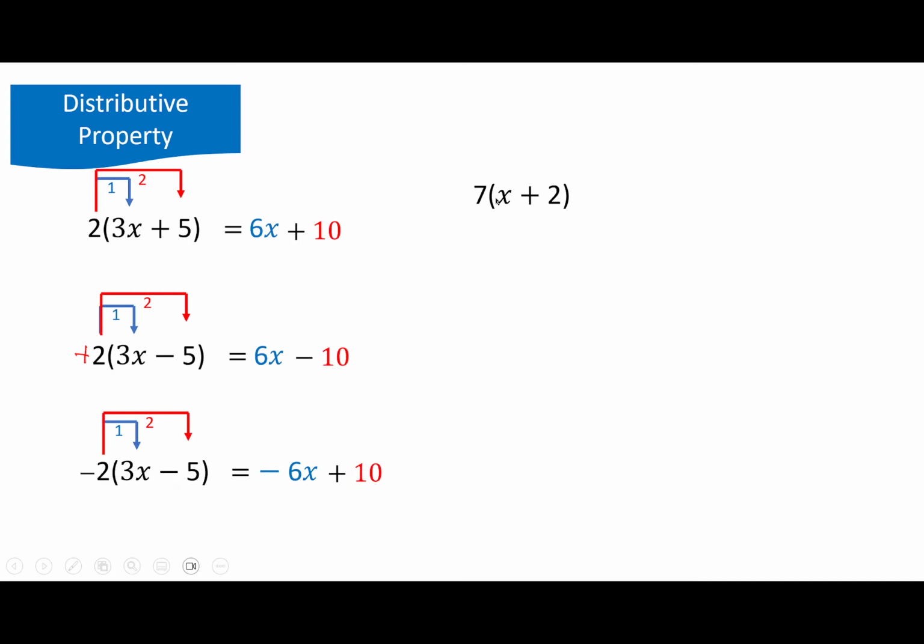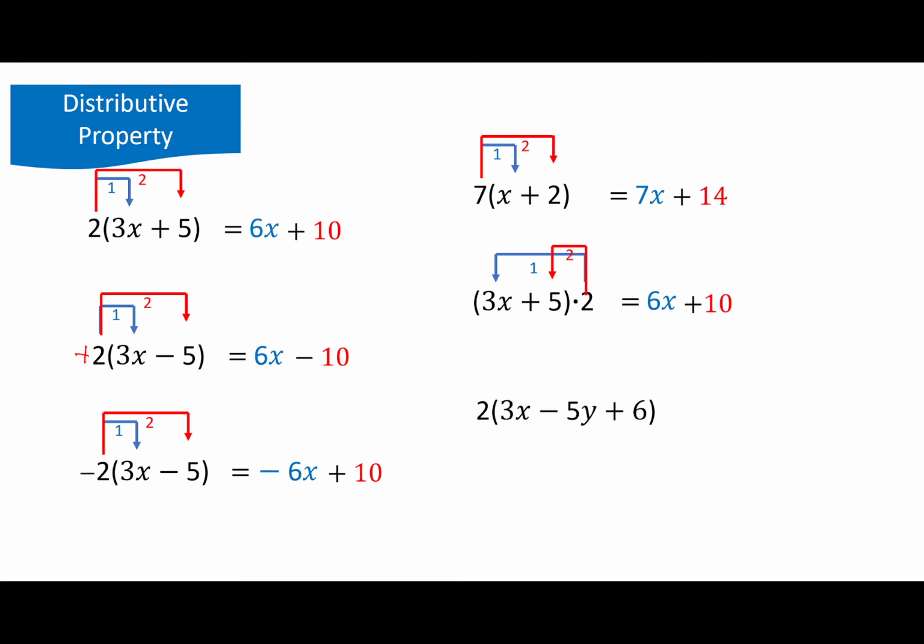Here, when there's nothing here, that means there's a 1. That's 7 times 1. So 7x plus 14. Sometimes they put the number on the other side, and what you have to do is just bring it back, or you can do it like this: 6x plus 10. Sometimes you have 3 terms here. It's very rare, but if you have the case, then you have to multiply all 3 terms. That's it.